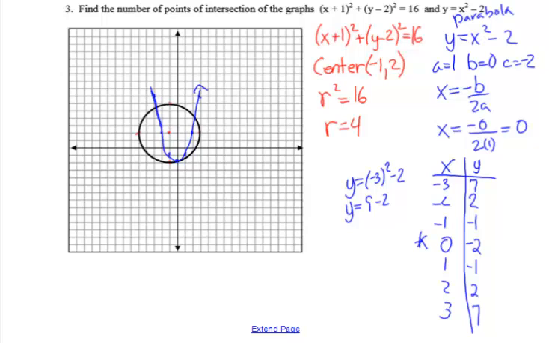Now again I see here, so I got x squared minus 2. For my circle, I've got x plus 1, quantity squared, plus y minus 2, quantity squared equals 16. All right, and we see here that we have 2 points of intersection. Now that one is pretty close, but it is a point of intersection there. So find the number of points of intersection. Okay, 2 points of intersection is our answer here.